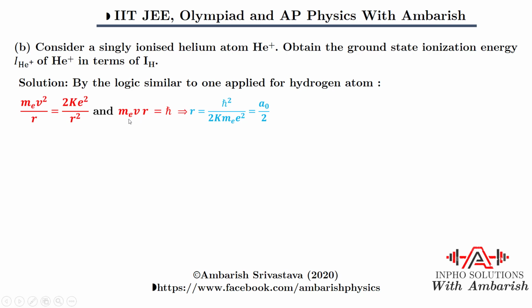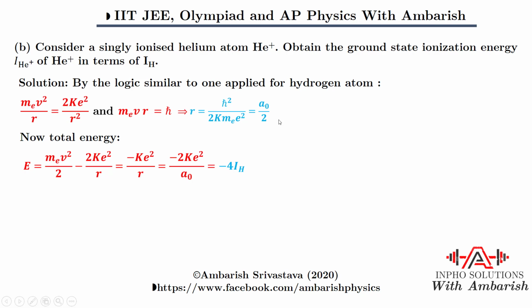So for the first orbit, mvr is h by 2 pi, and if you solve this system of equations, you get r is equal to h cut square upon 2k me e square, and this is a0 by 2. If you remember, on the last slide we had got a0, and this is nothing but a0 upon 2, because a0 was h cut square upon k me e square. So there's a 2 in the division.